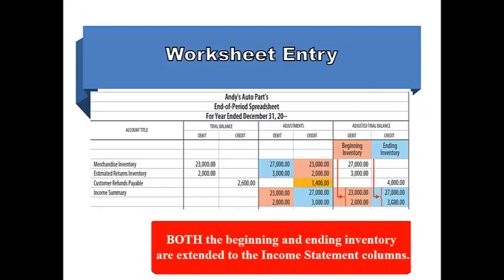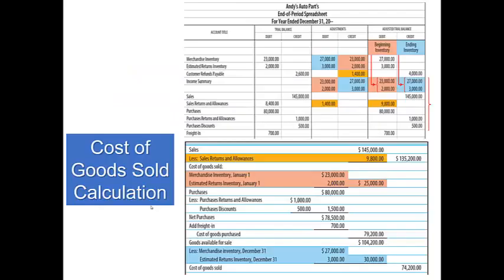It'll eventually get zeroed out, but we keep them separate on our worksheet so that we can identify the beginning balance and the ending balance. The beginning balance is the first one, the ending balance is the second one. So now let's calculate our cost of goods sold using our worksheet.